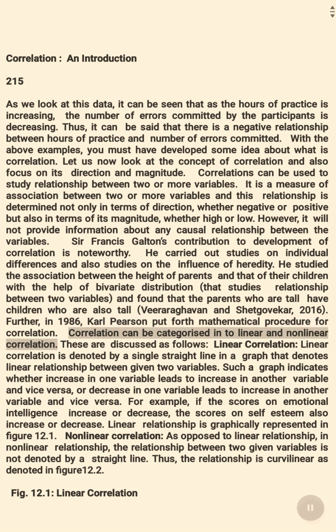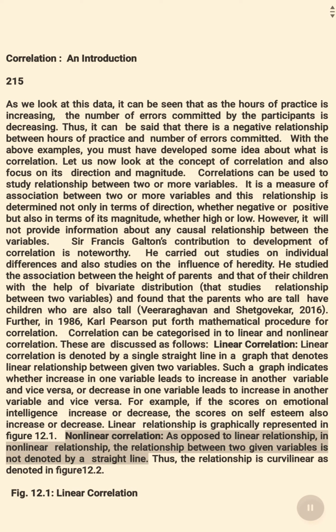Correlation can be categorized into linear and nonlinear correlation. These are discussed as follows. Linear correlation. Linear correlation is denoted by a single straight line in a graph that denotes linear relationship between given two variables. Such a graph indicates whether increase in one variable leads to increase in another variable and vice versa, or decrease in one variable leads to increase in another variable and vice versa. For example, if the scores on emotional intelligence increase or decrease, the scores on self-esteem also increase or decrease. Linear relationship is graphically represented in figure 12.1.